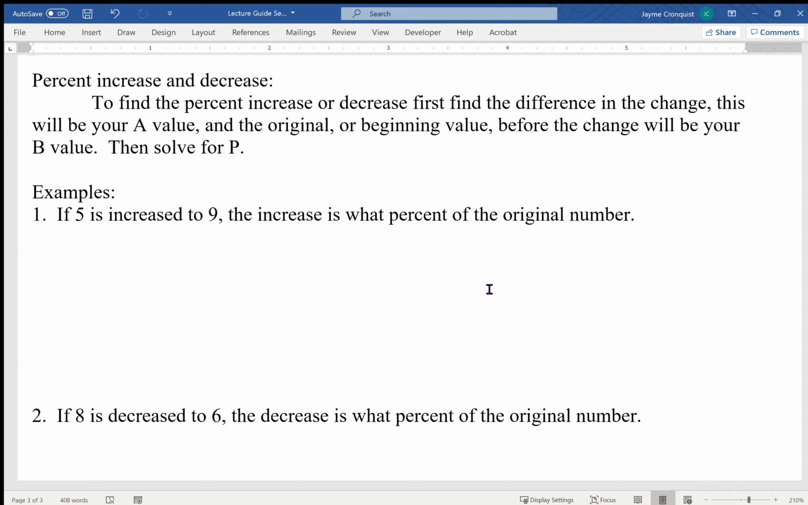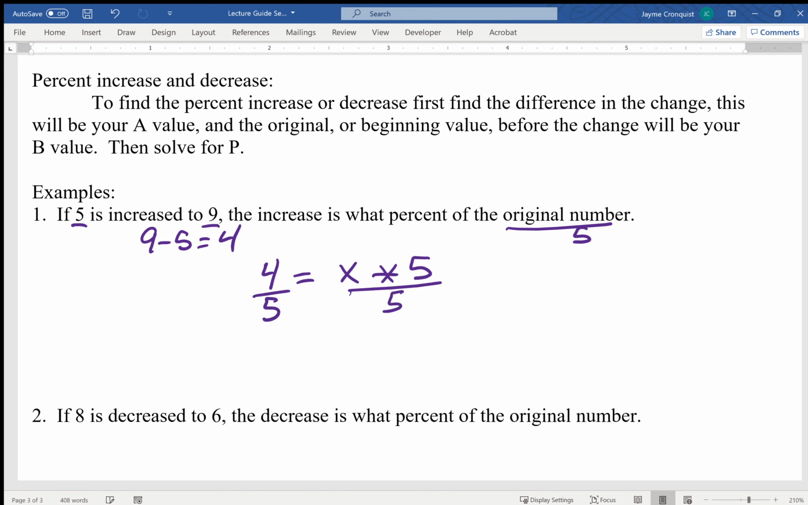Okay, so if 5 is increased to 9, my amount of increase is 4. What percent of the original number? Okay, so 4 is what percent of my original number, which is 5, right? So I divide by 5. 4/5 is 0.8, which is 80%, which is what it's asking.